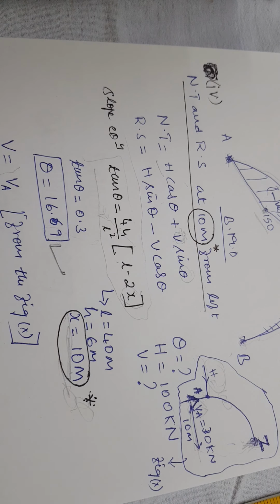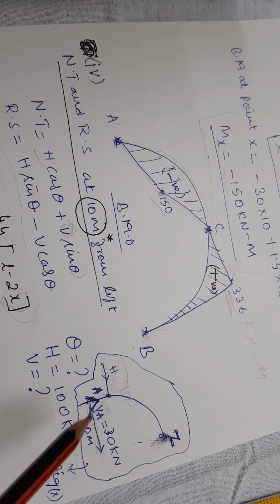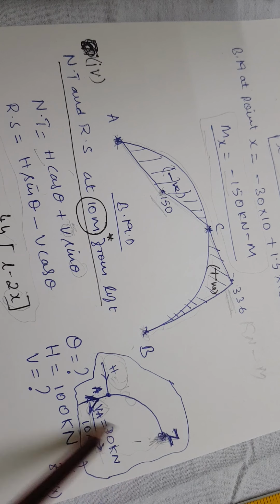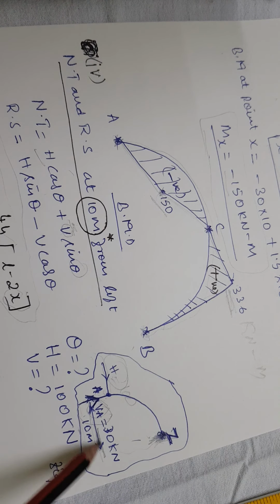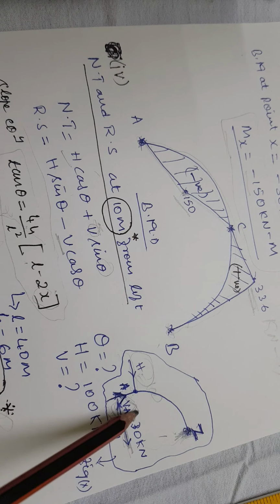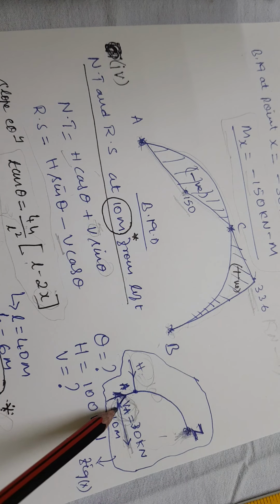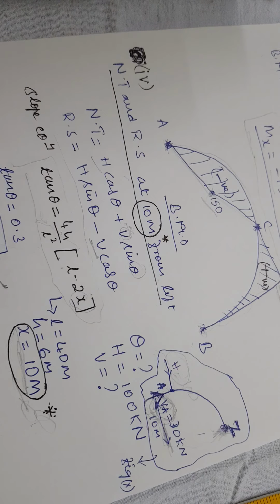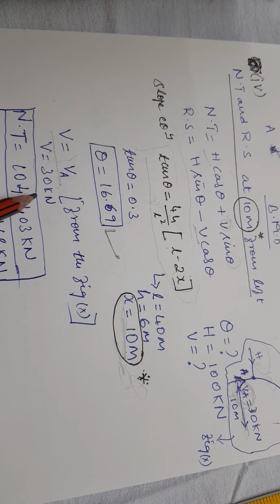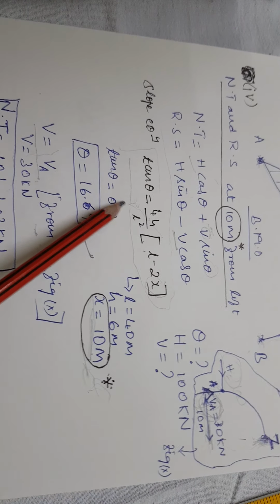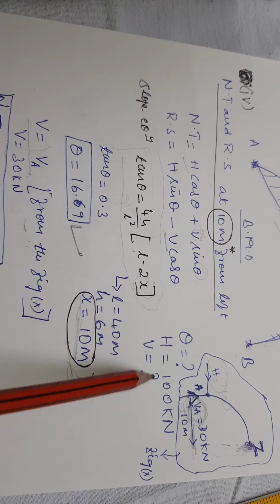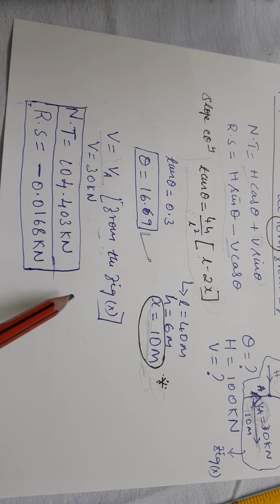In order to calculate the vertical shear, only vertical forces we have to consider. From A to the 10 meter portion, which I am considering as Z right now, whatever vertical loads there are, we have to consider. We have only one load, that is VA, and it is moving upwards, so positive, with a magnitude of 30 kilonewton. So the vertical shear V will be equal to VA, which is 30 kilonewton. If you have any doubt, you can see this figure also, where I have shown it. After finding the unknown values, that is theta and V, substitute all the values in this equation, and you will get the normal thrust as well as the radial shear.